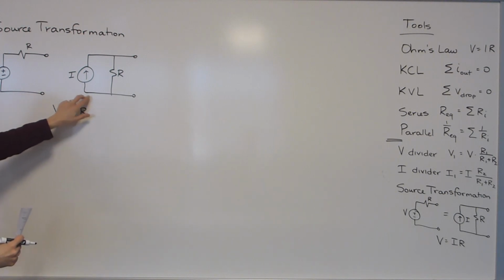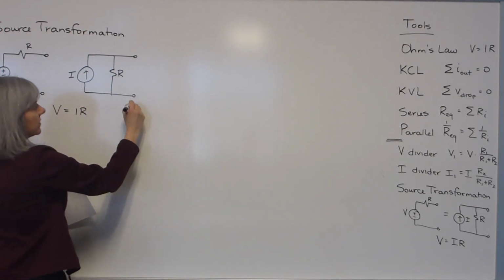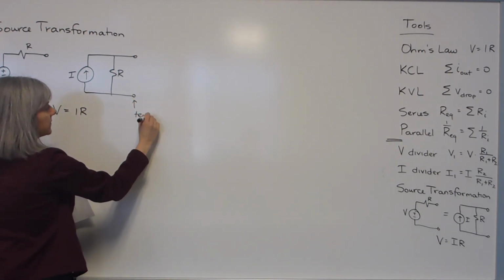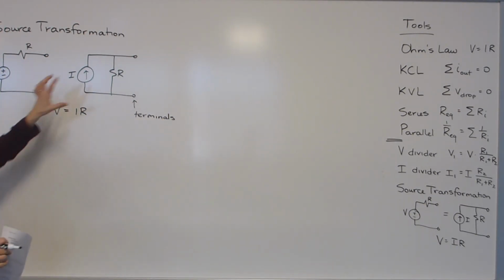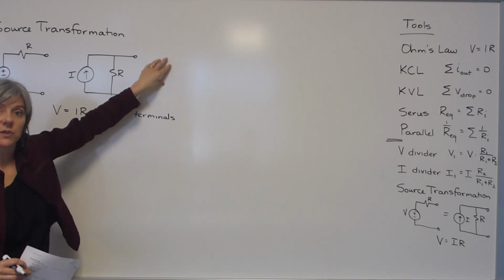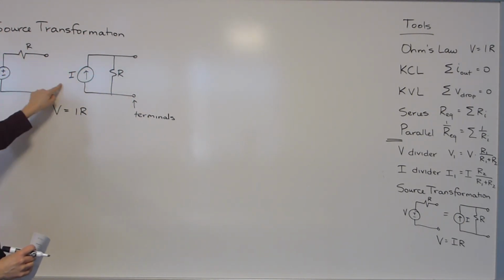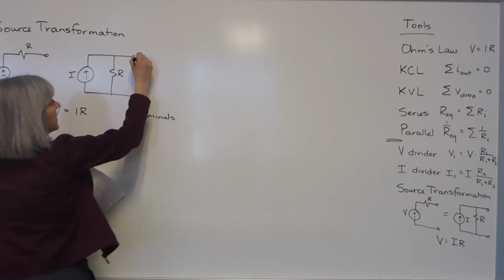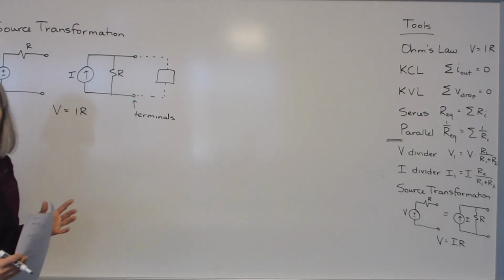So if I start with this one, I just multiply I times R, and that's my voltage. If I start with this one, I just divide by R, and that's my current. So let's think about why these are in fact the same. These right here are called terminals. And so what we're saying is we have the opportunity to connect this to more circuit. So you can think of this as like a voltage supply that you're going to connect to more circuit, whatever it is. It could be big, it could be simple.